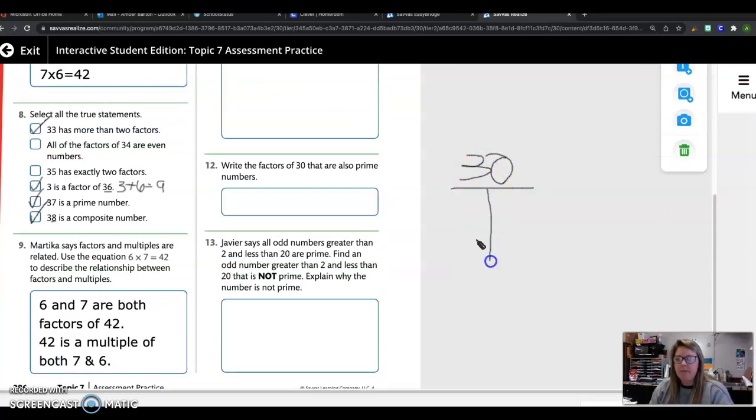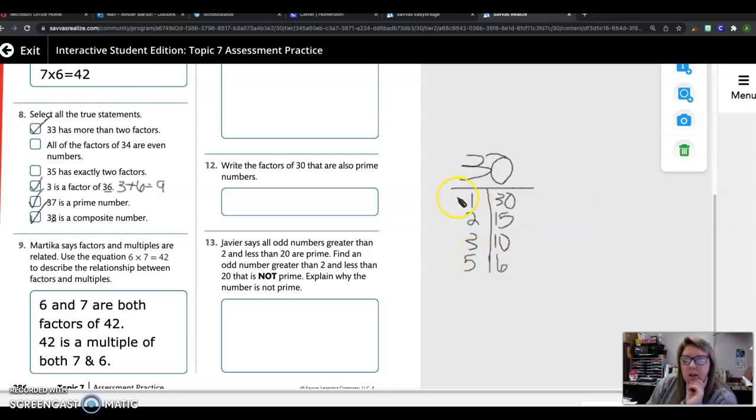Here we go. So I know I have 1 and 30. I know that 2 is a factor because 30 is an even number, so 2 and 15. I know 3 and 10. 4 is not a factor, but I do know that 5 is a factor, 5 times 6. And then I can actually stop here because my next factor would be 6, and that means that we are done listing out all of the factors.